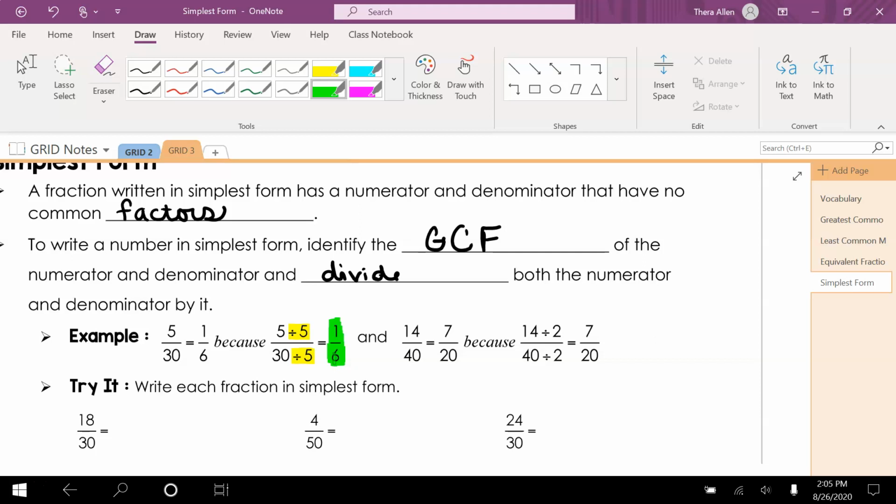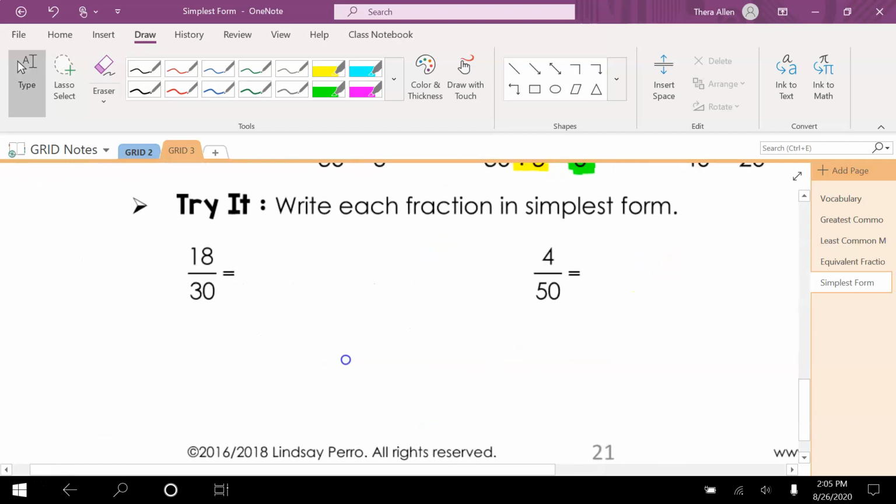14/40 is equivalent to 7/20 because 14 divided by 2 is 7 and 40 divided by 2 is 20. Once again, 7 and 20 do not have any common factors that can be divided evenly into them. So let's look at 18 and 30.